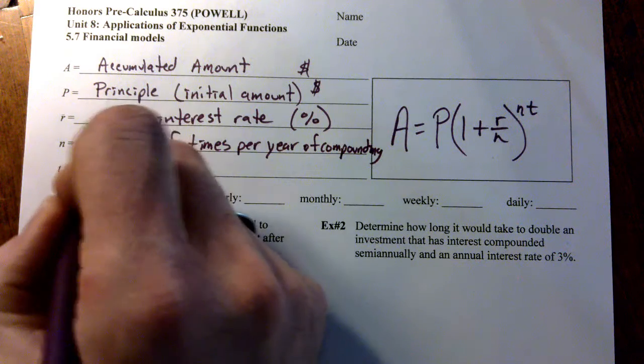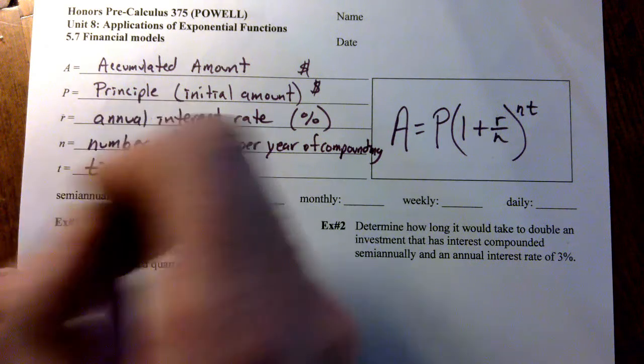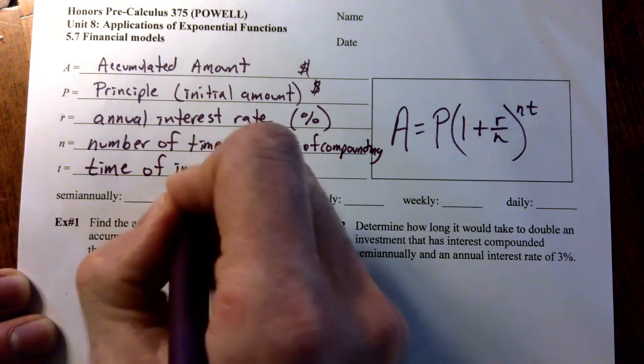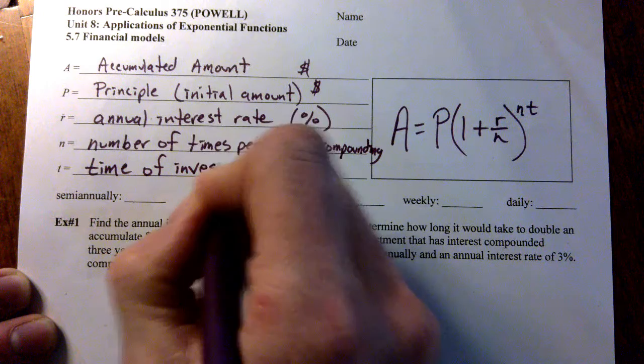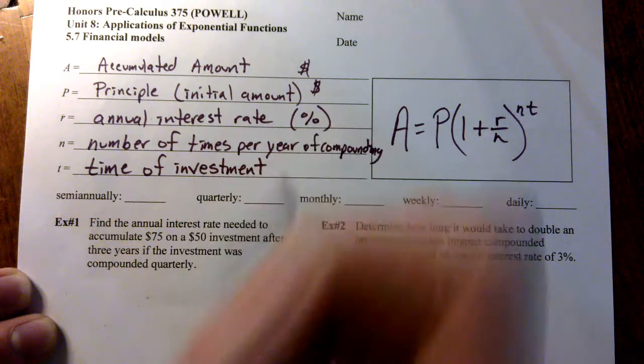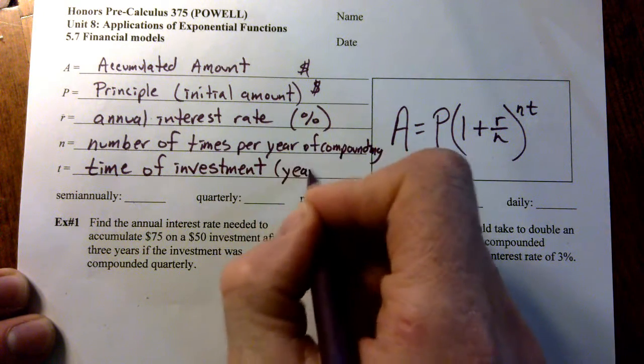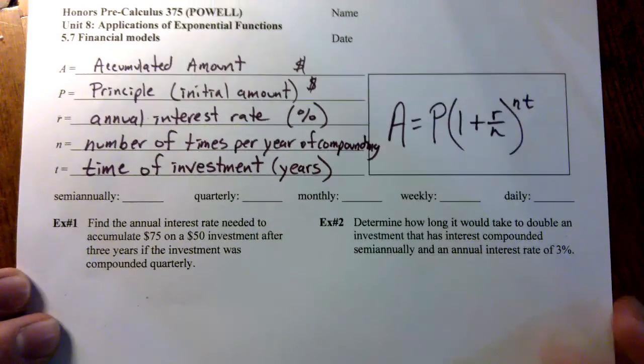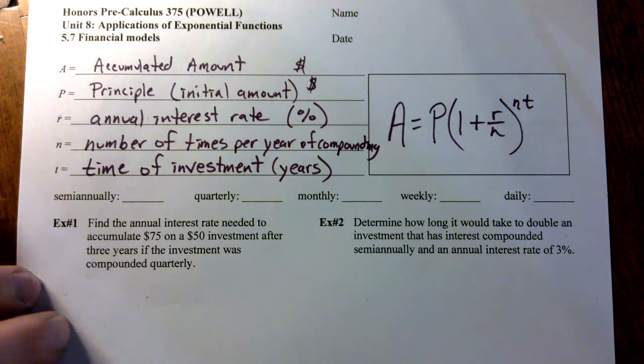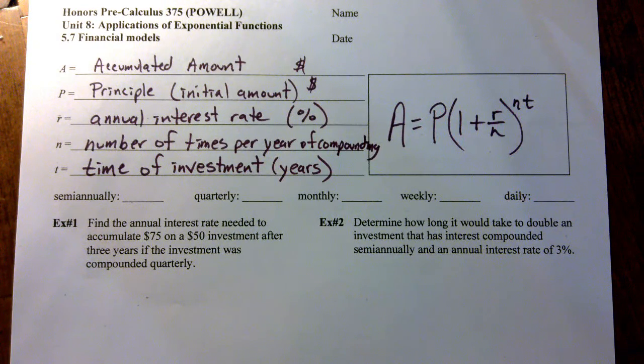And then T is obviously time, but just understand this context. Time of investment is always in years, okay? So if they said 6 months, you'd put 0.5 for that one. Okay, so first of all, what does compounding interest mean?